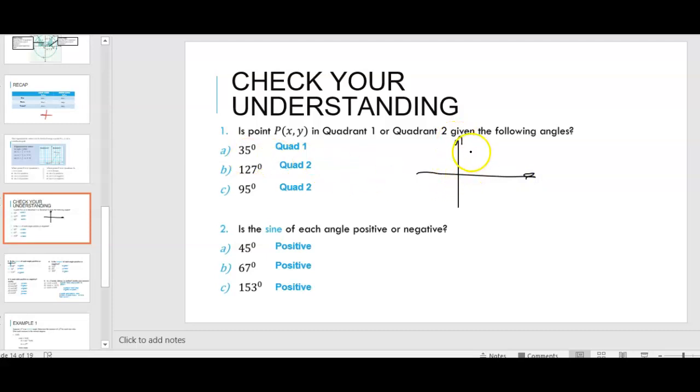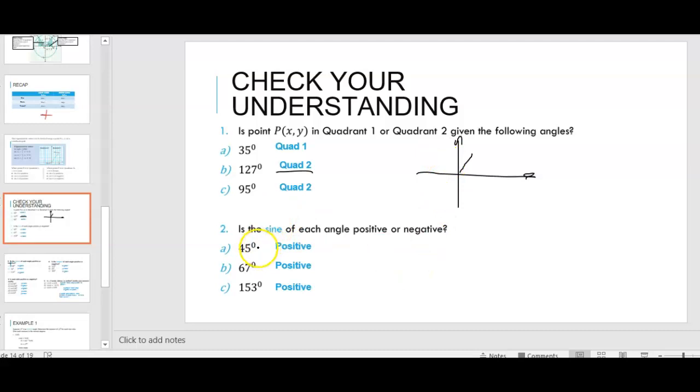35 degrees is on the first quadrant. That means 35 degrees is less than 90 degrees. That means it's in the first quadrant. 127 degrees is greater than 90 degrees and less than 180. Therefore, it's on the second quadrant. 95 degrees, second quadrant again, because it is more than 90 degrees.